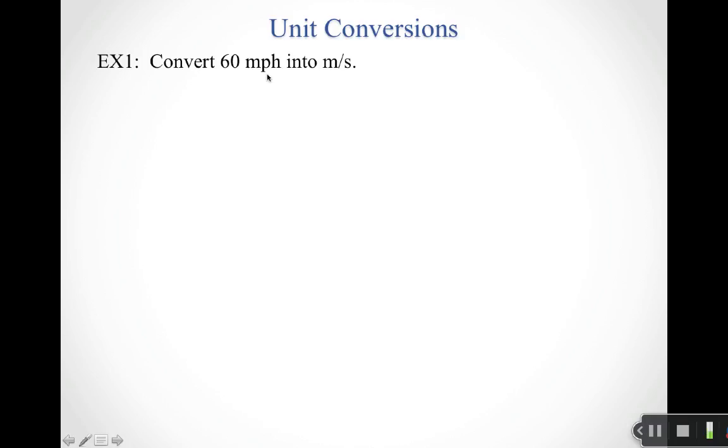So let's say I wanted to convert from MPH, which is a fancy way of saying miles per hour, into meters per second. It's a little bit confusing because we're using the same m here, so let's clean that up. So I've got a speed that's equal to 60 miles per hour, and I want to convert that into units of meters per second. So what I need is two equivalency relations, one for what's going on with length, one for what's going on with time.